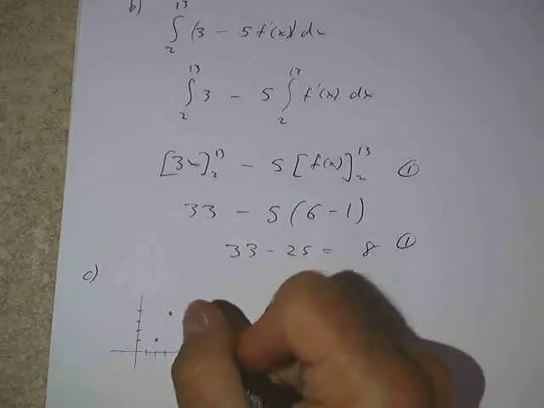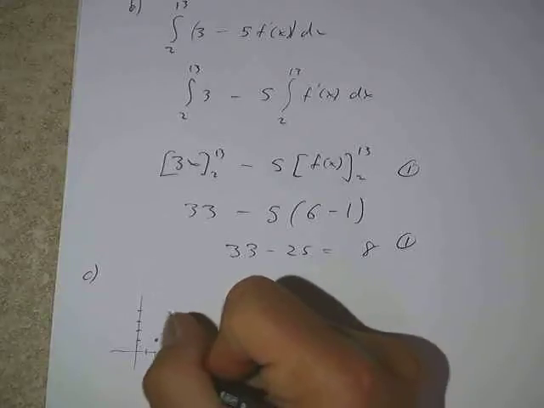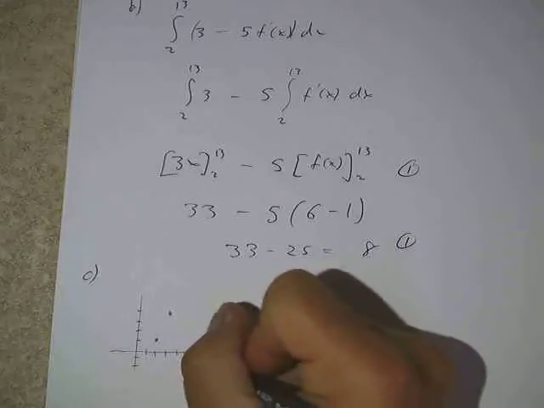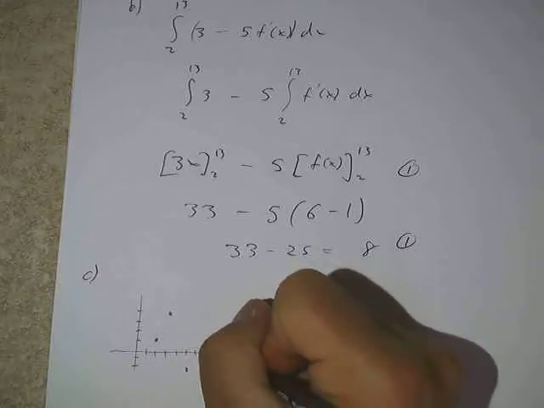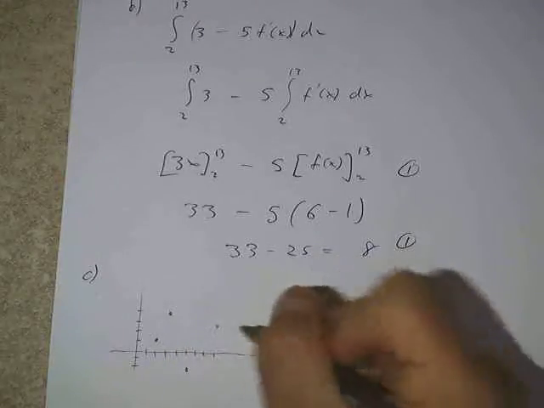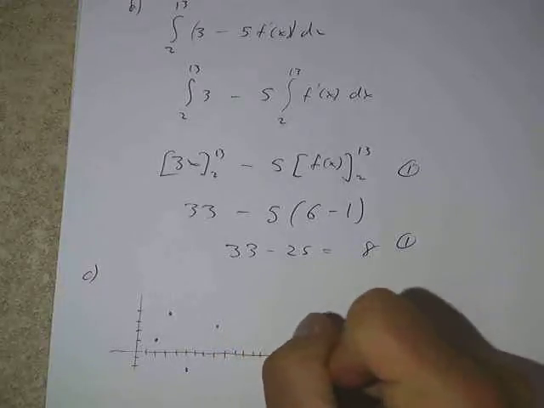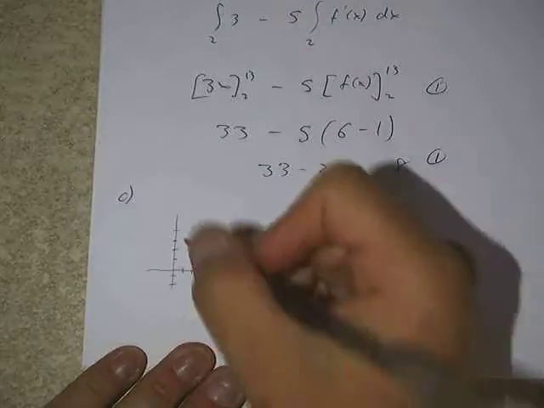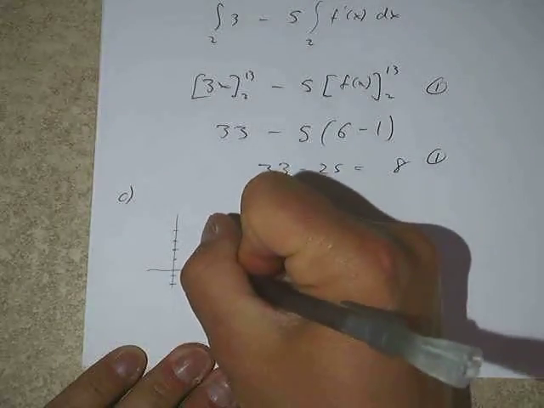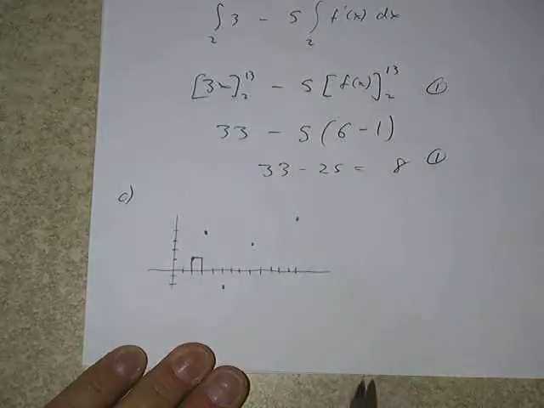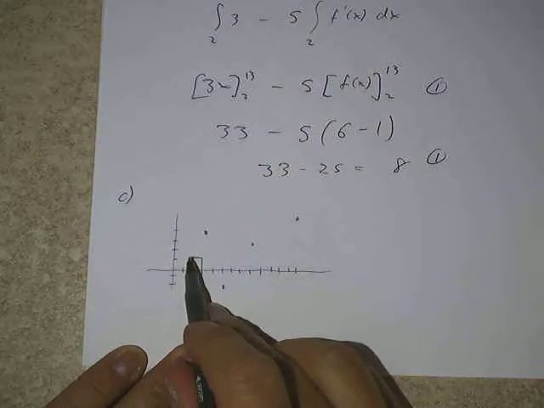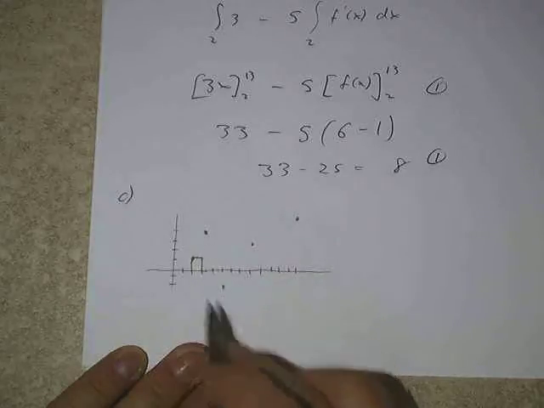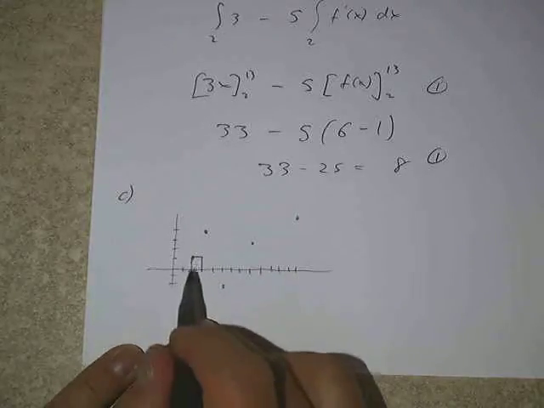Ultimately, if we're going to use a left Riemann sum, you'll notice that the intervals here are not uniform. So we're going to need to deal with each of these separately. We're starting at the point (2, 1), and then we're going to the point (3, 4), and then the point (5, -2), and then the point (8, 3), and then (13, 6).